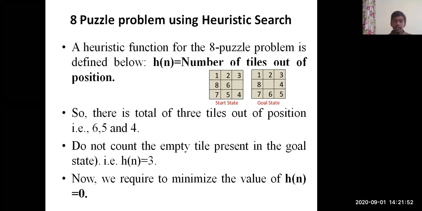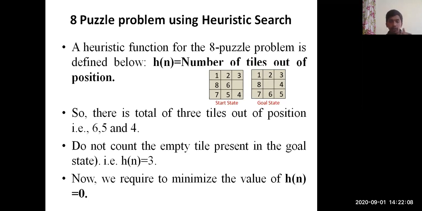So we first need to understand how many tiles are not in the proper position. That will be your h of n value. This should be very clear, guys. If you are clear with this point, we can move forward. So how do we compute the value of h of n, the heuristic function? According to the 8 puzzle problem, how many numbers are not arranged properly as per the goal state can be termed the heuristic function value. So from this grid we can say h of n is equal to 3.